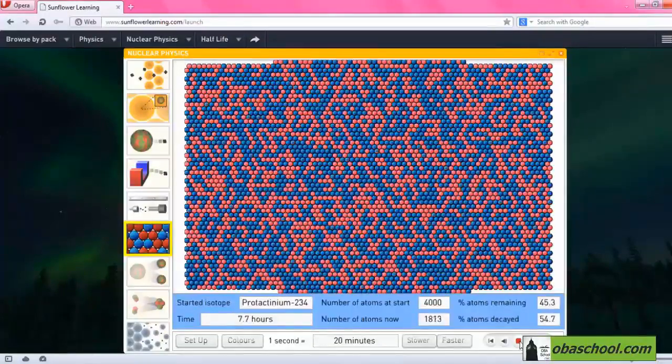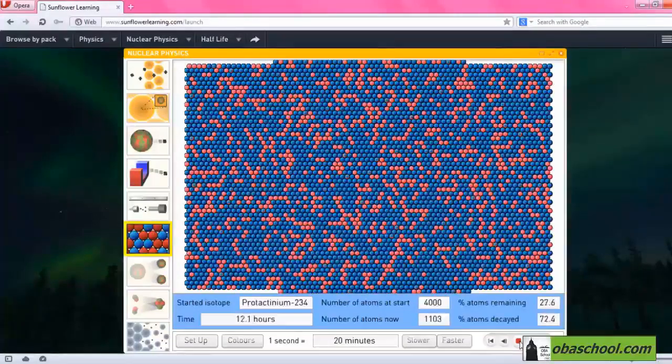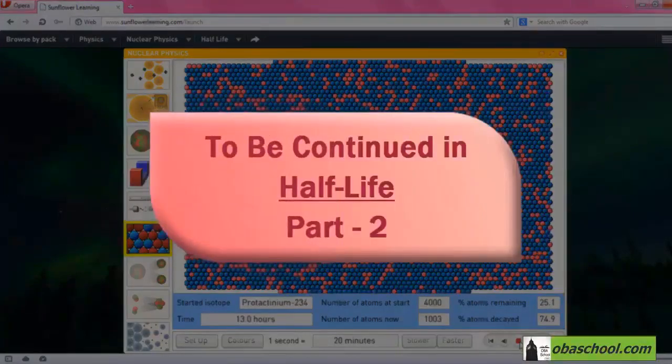If you continue, the isotope is still decaying. The number of atoms now is almost 1,000, and we'll see the results in the next tutorial.